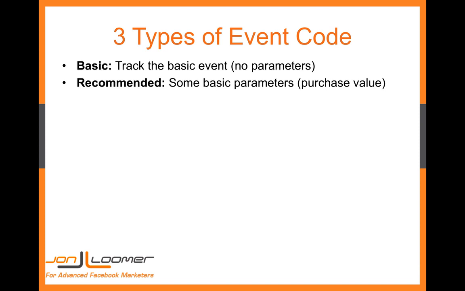So with basic parameters, purchase value, it could be the content ID, like the name of the product. It could be the name, the ID. We'll go through the whole list of parameters here in a little bit. Then advanced, you get granular with all types of various parameters that you can dig into, where it's more than just adding one parameter. It could be 3, 4, or 5.